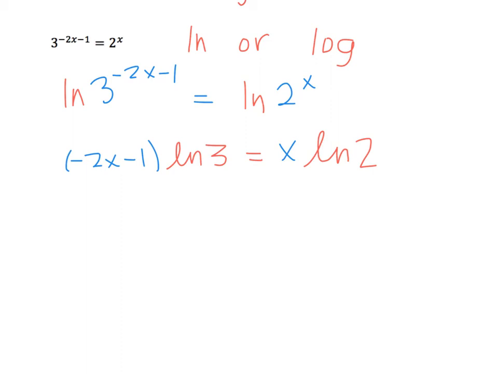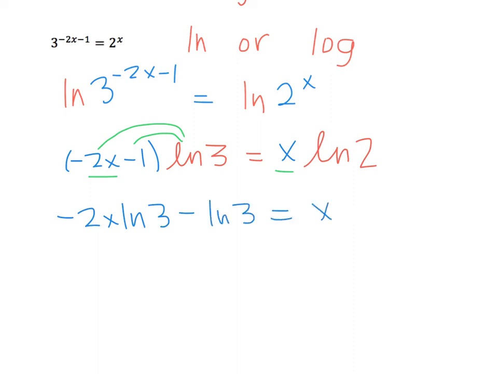We want to get x by itself. Right now it's in 2 different places, right? It's here and it's here. So if we want to get it by itself, we first have to get it outside of the parentheses on the left. So we're going to distribute, and that's going to give us negative 2x natural log 3 minus natural log 3. And then that's equal to x natural log 2.